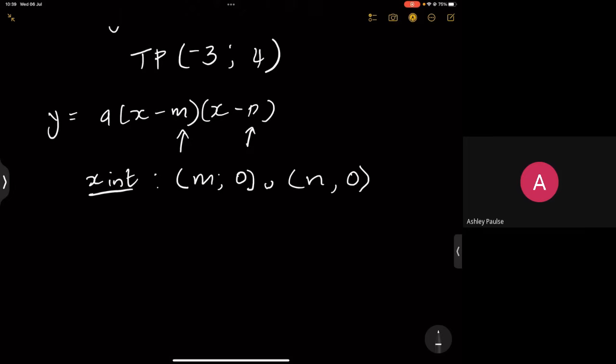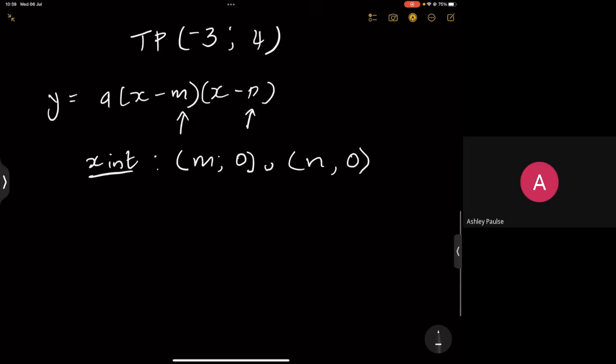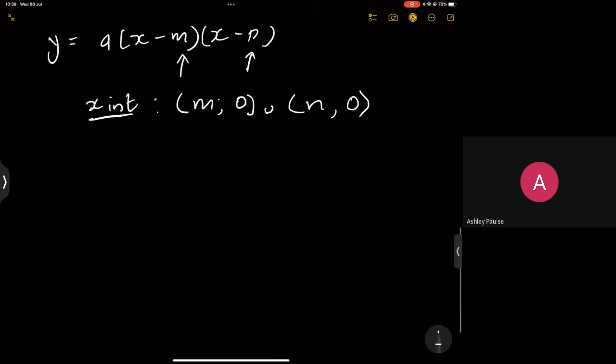Please note once again that they change sign once they are outside the bracket. Okay, right. So that is how the cookie crumbles in terms of the parabola.